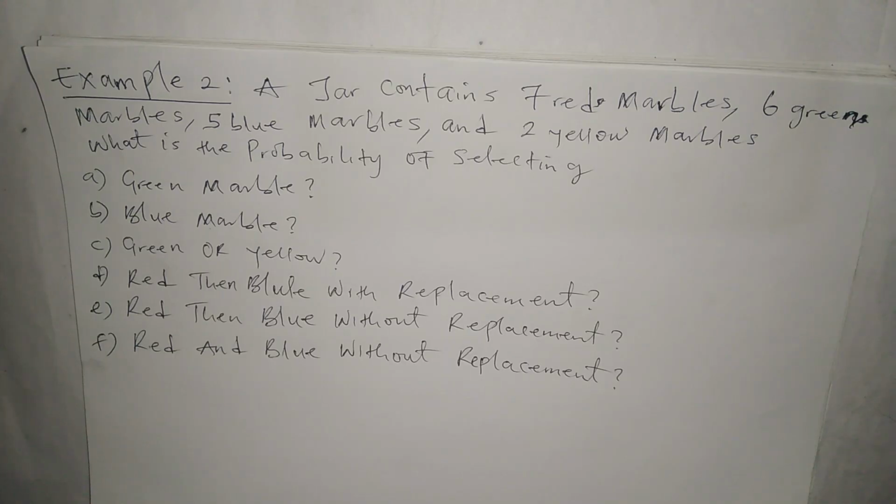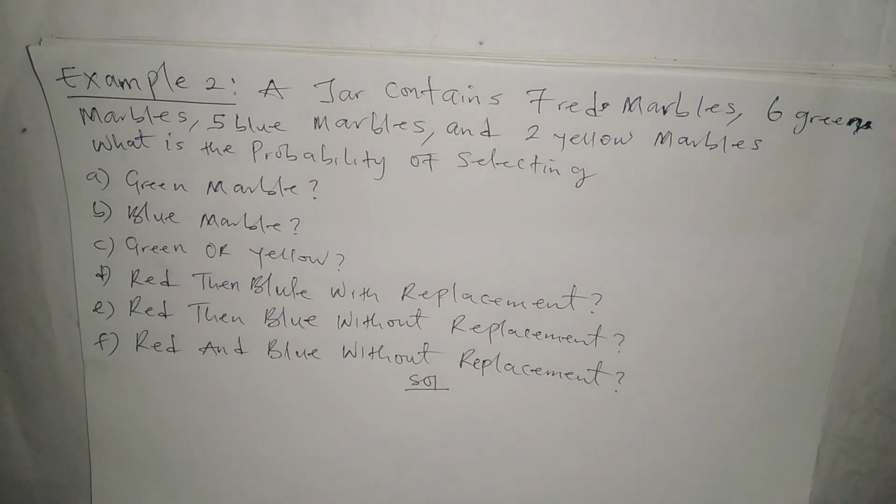Question says, a jar contains 7 red marbles, 6 green marbles, 5 blue marbles, and 2 yellow marbles. What is the probability of selecting A, a green marble, B, a blue marble, C, a green or yellow marble, D, red then blue with replacement, E, red then blue without replacement, F, red and blue without replacement? Solution. Let's put down first the information we have from the question.